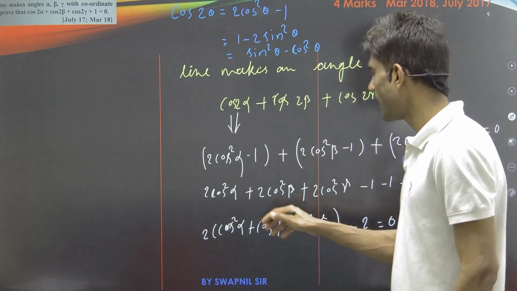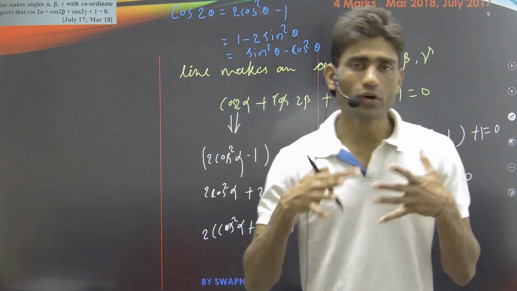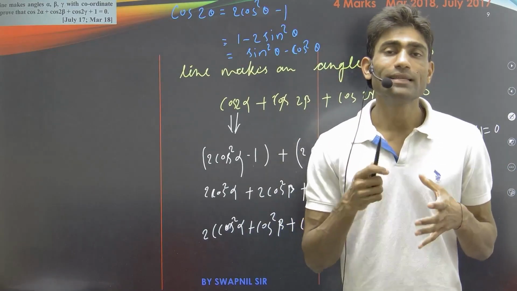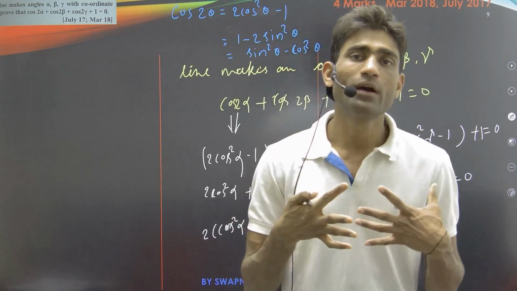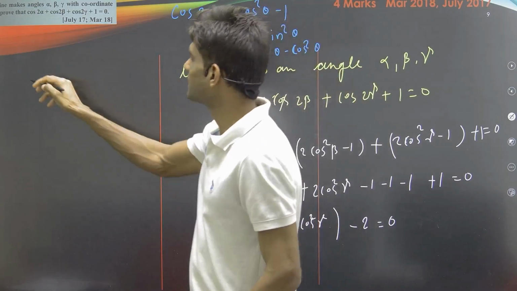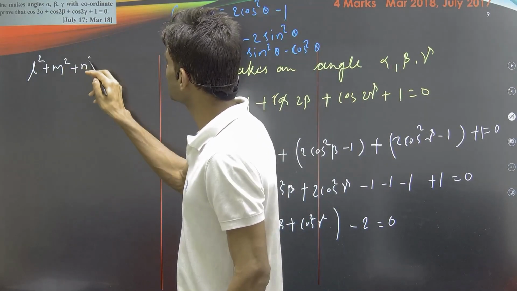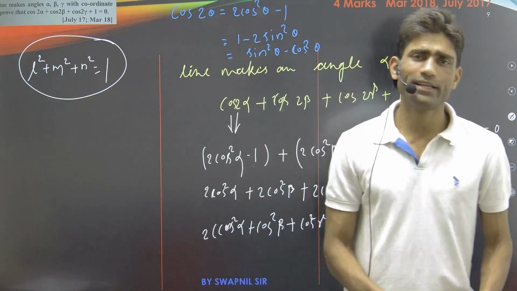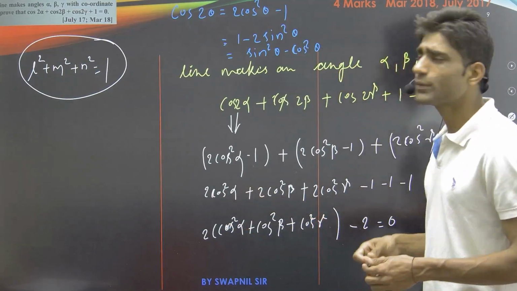And we know one more property of direction cosines for a line: cos square alpha plus cos square beta plus cos square gamma is equal to 1. These are the direction cosines for our line. We may also write it as L square plus M square plus N square, which is equal to 1. This is our standard result for direction cosines, and we have to apply it here for the subsequent part of the solution.